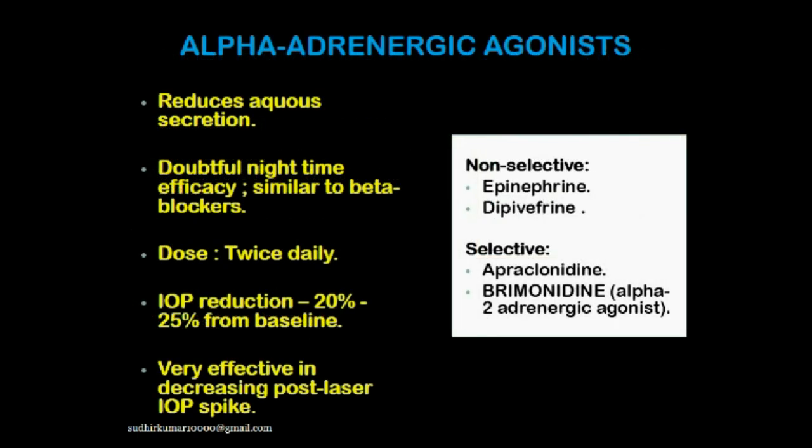Alpha adrenergic agonist, in this we are using brimonidine, which is an alpha 2 adrenergic agonist. This is also used twice or thrice daily, and its IOP reduction is 20 to 25%. They are very effective, especially in post-laser high IOP.